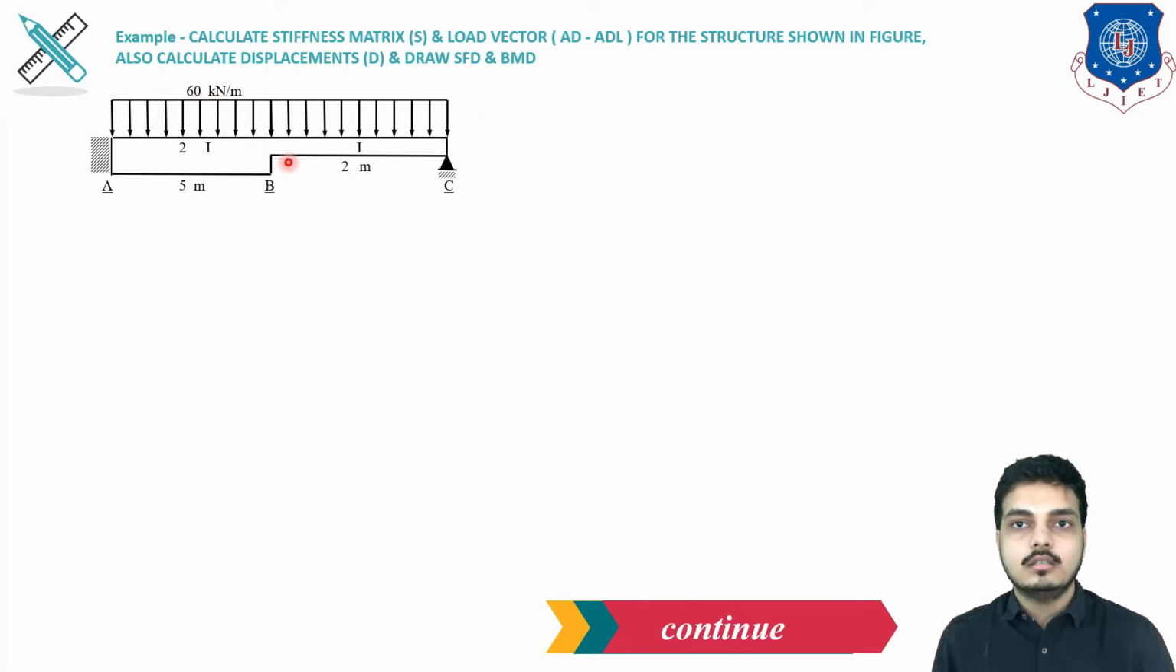Now here you can see that no support is given at B, but where there are two different inertias, here it is 2I, here it is I, the junction must have one connection. So this connection is nothing but our hinge or pin connection. So for that, how to solve? Let's see.